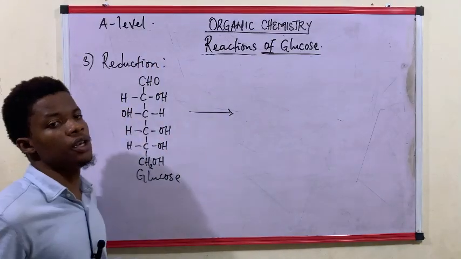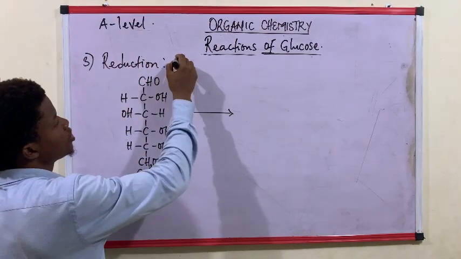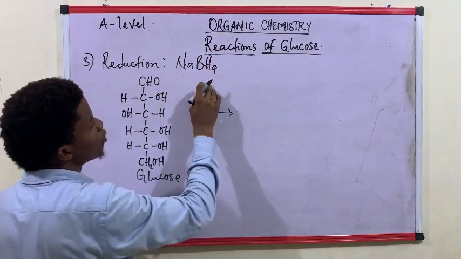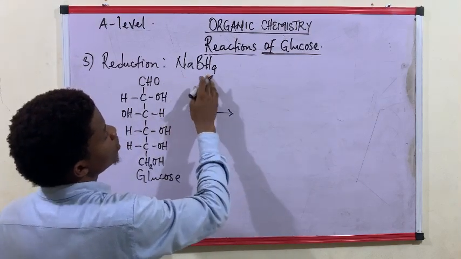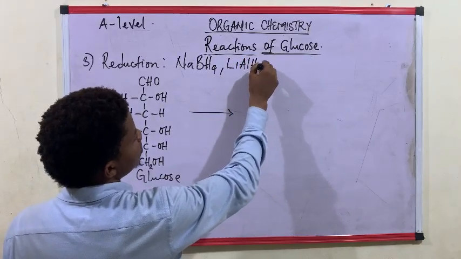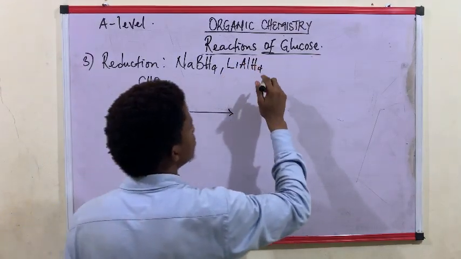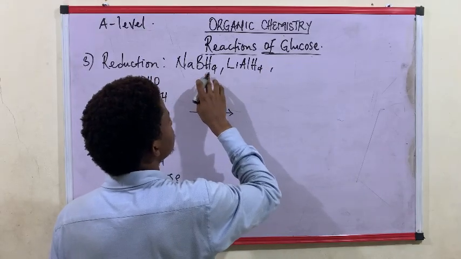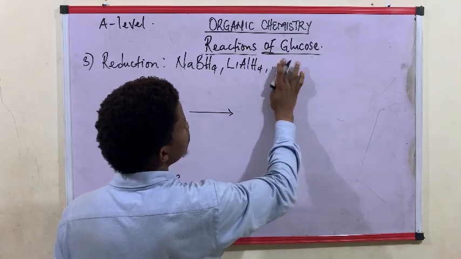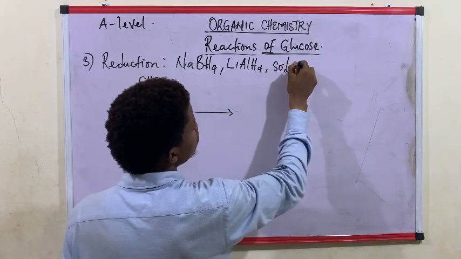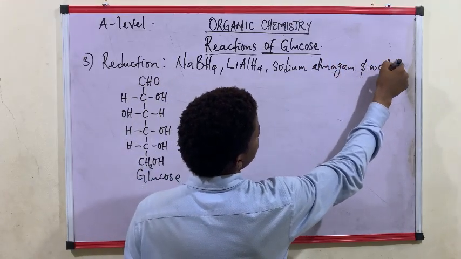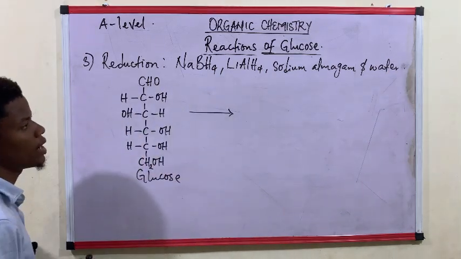Now, the reducing agent that is used to carry out this reduction, we can have sodium borohydride, which is sodium tetrahydroborate(III). We can also have lithium aluminium hydride, lithium tetrahydroaluminate(III). Then we also have sodium amalgam and water. These are also the reducing agents that can be used to cause reduction.